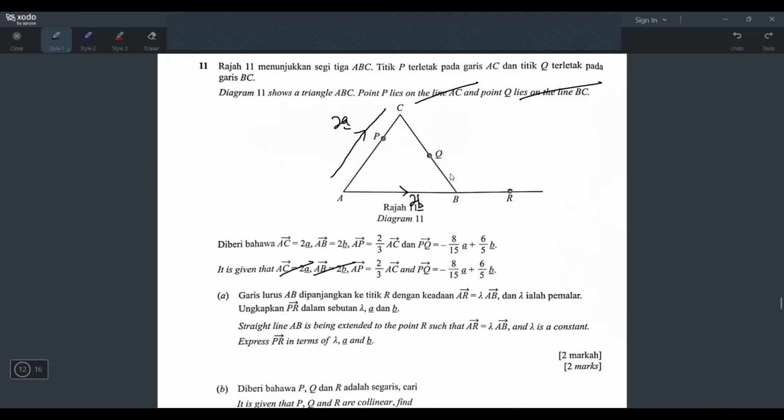It means I can find vector BC. It will be BA plus AC, meaning negative 2B plus 2A. Okay, let's see what else they say.